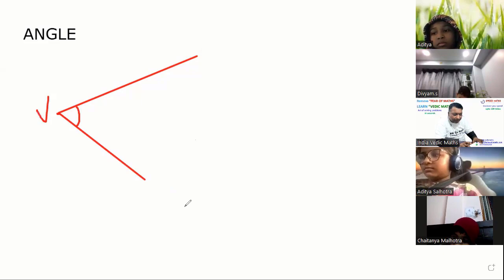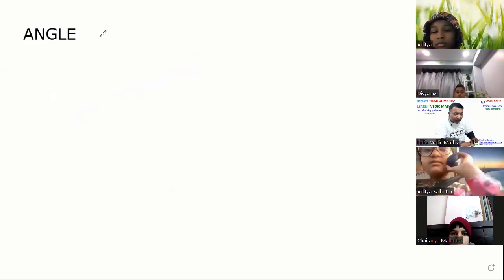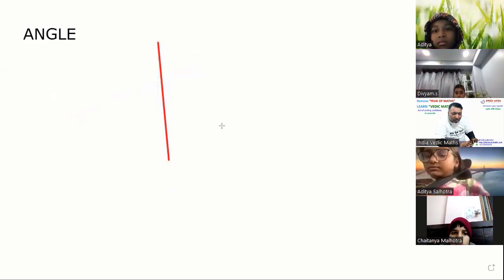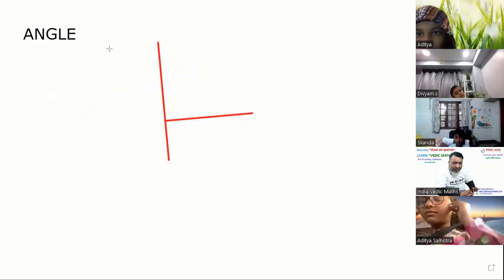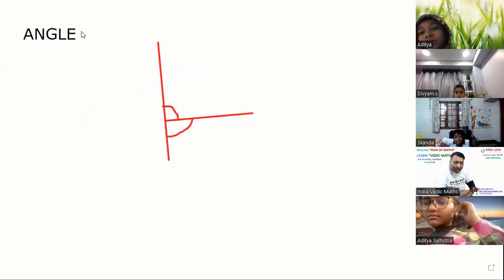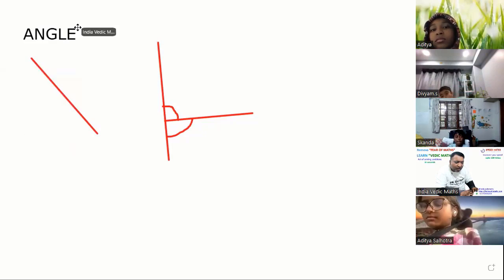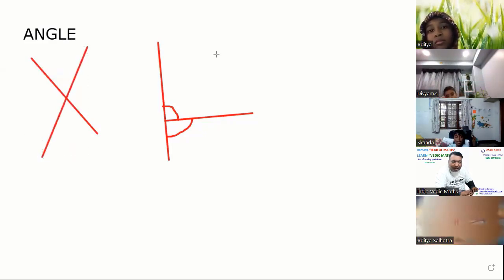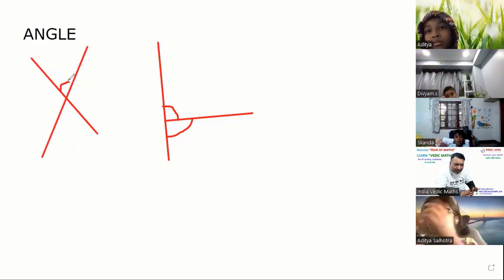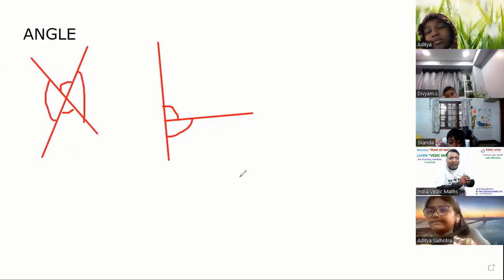For example, even if I form this kind of line, say one line is this, one line is this, these two lines are meeting or not? When these two lines meet, angles are formed. One angle is this, one angle is this. Even when two lines cross, one line is this, one line is this. When two lines meet or cross, an angle is formed. See, one angle is this, one angle is this, one angle is this, one angle is this. Angles are formed when two lines meet at one common point.